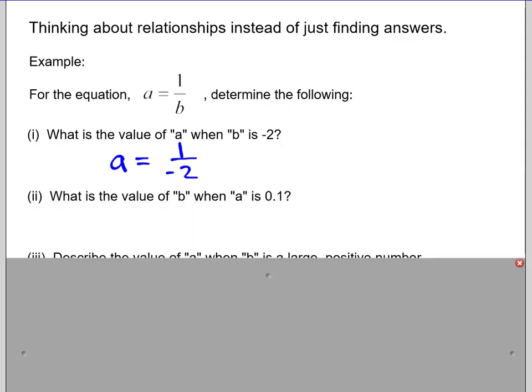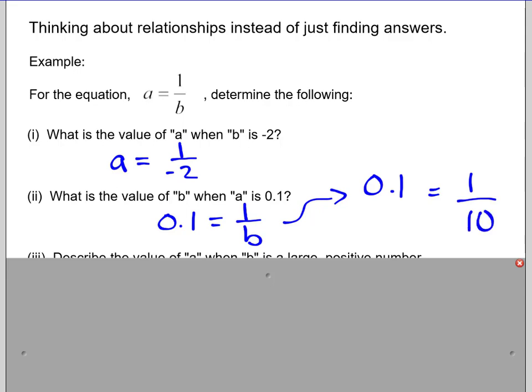So what is the value of b when a is 0.1? If I have 1 divided by something, and it has to turn into 0.1, there's lots of ways to solve this little equation. We could just do a little bit of thinking, though. I need to divide 1 by something bigger than 1. So I have to divide by, in this case, 10. So 1 divided by 10 would be the same as 0.1. So b would have a value of 10.